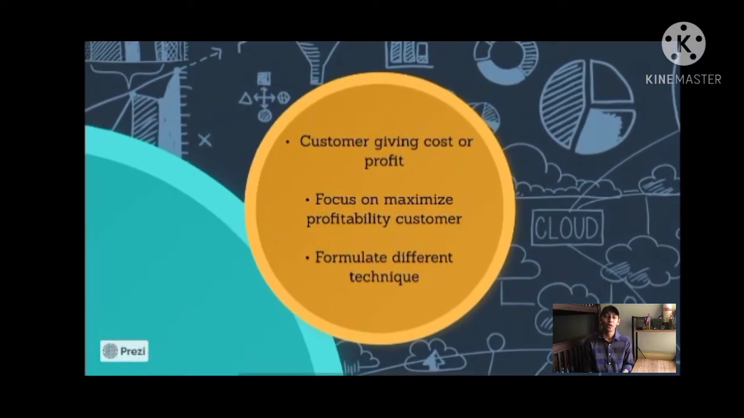Alright, so next we go for the purpose of CPA. CPA helps to distinguish which customers are costing you or making money for you, so that the company can monitor the profitability performance. CPA also helps a company to focus on maximizing the most profitable group of customers, who are entitled to be their loyal customers, by maximizing their wants and meeting their expectations. CPA also helps formulate different pricing techniques for different products and customers, so that they will know which group of customers can afford to pay a certain level of price.